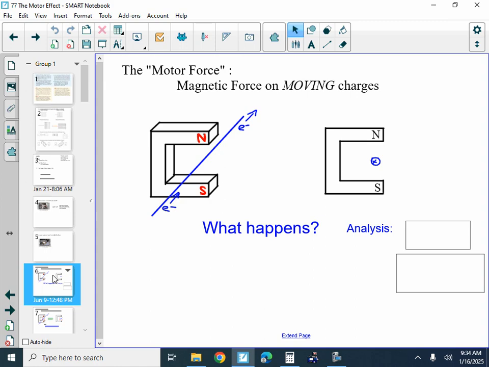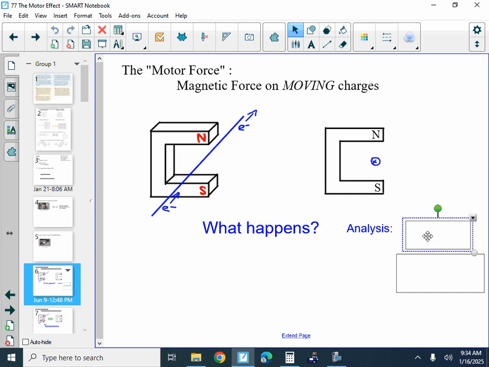Okay, so this is what I want to start with here. We have a picture of a horseshoe magnet illustrated in three-dimensional perspective here, and a wire going through near it. So we're going to have electrons flowing, actual electrons flowing in a wire, like in reality what's happening. And so we're going to just analyze this and think of what would happen.